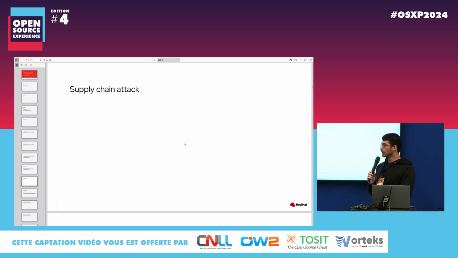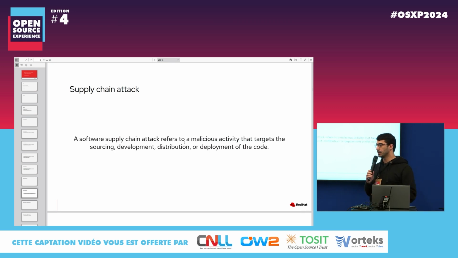So supply chain attacks: the definition is any kind of attack that involves targeting the sourcing, the development, and the distribution of the code itself. Effectively, we are not targeting the system, but we are targeting the code that will then end up in the system.